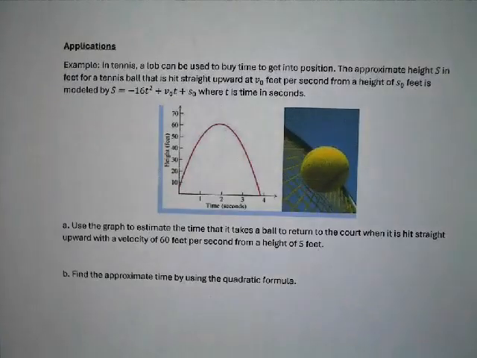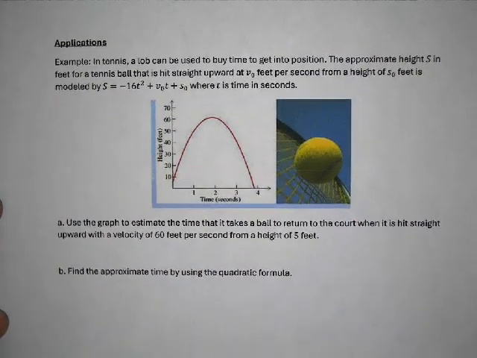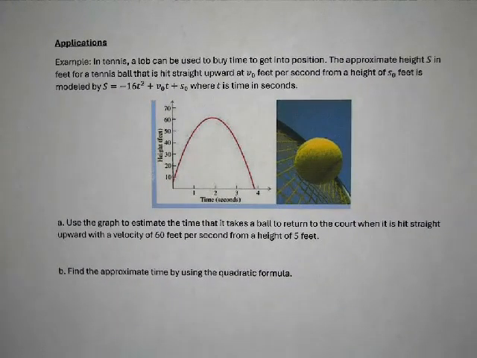So first example says, in tennis, a lob can be used to buy time to get into position. The approximate height s in feet for a tennis ball that is hit straight upward at v sub 0 feet per second from a height of s sub 0 feet is modeled by s equals negative 16t squared plus v sub 0 t plus s sub 0, where t is the time in seconds.